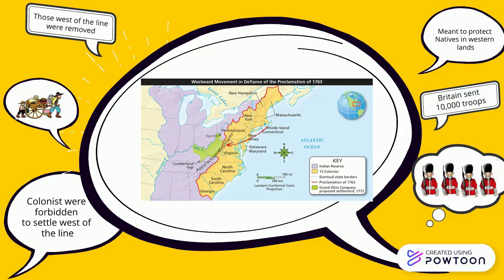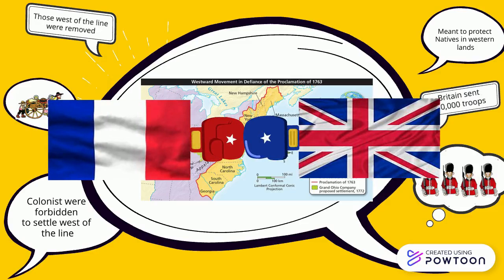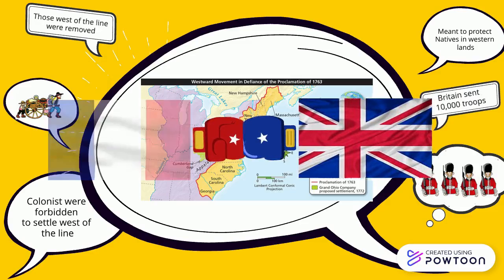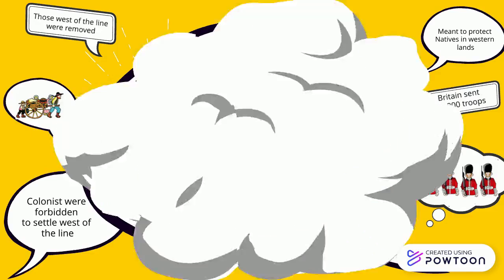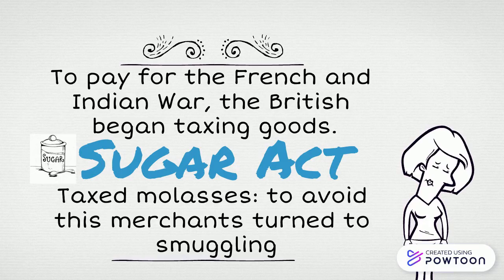Speaking of new rules, there were some new taxes put in place as well. The colonists were blamed for starting the French and Indian War and now had to pay for the debt that it had caused. England began taxing everyday goods the colonists used, such as sugar. The Sugar Act would eventually be repealed and replaced by the Stamp Act.